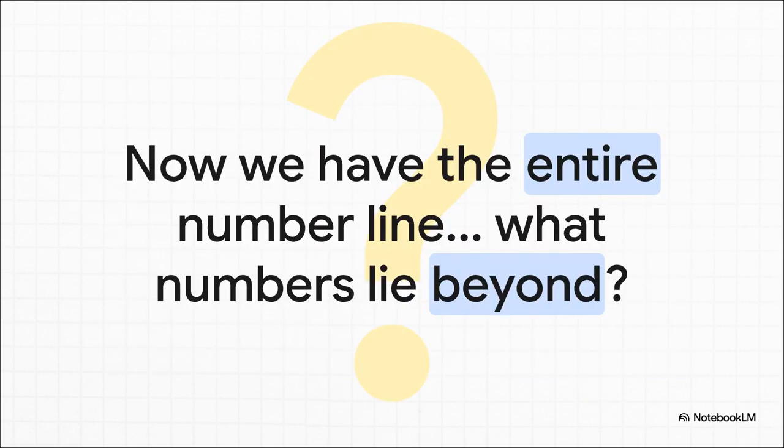So this brings us to one last kind of mind-bending question. We've filled the entire line. It feels like there's no more room for anything new. But what if there are other kinds of numbers that don't even live on this line at all? What could possibly lie beyond?